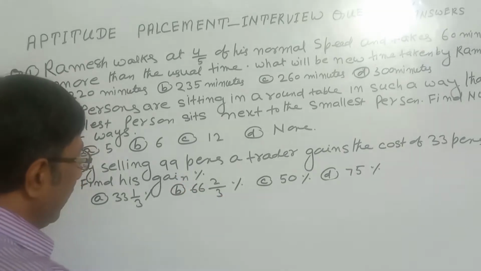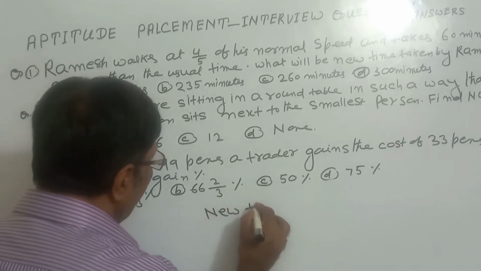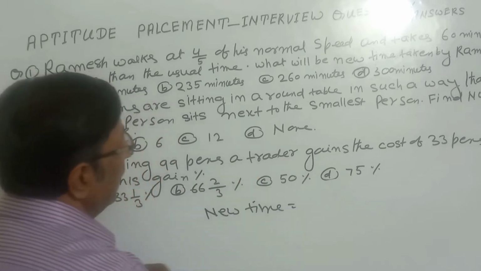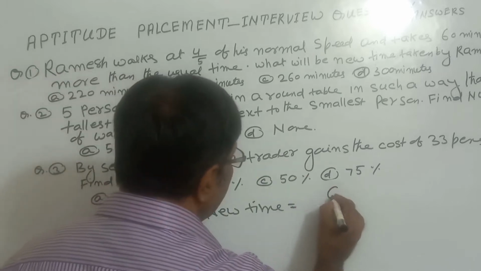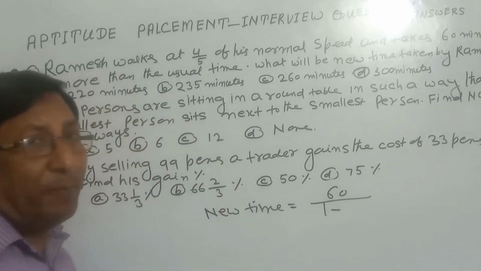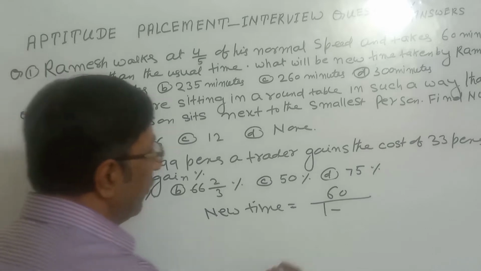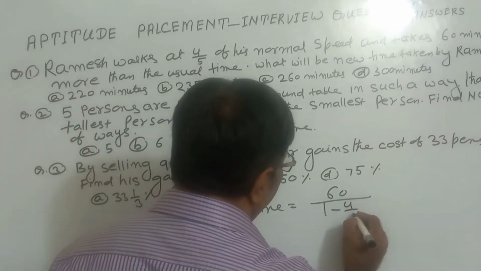For this type of question, there is a simple technique. What is the technique? New time is equal to the given time, that is 60 minutes, divided by 1 minus the given part of the normal speed. So here it is 4 by 5 of normal speed, so this is 4 upon 5.